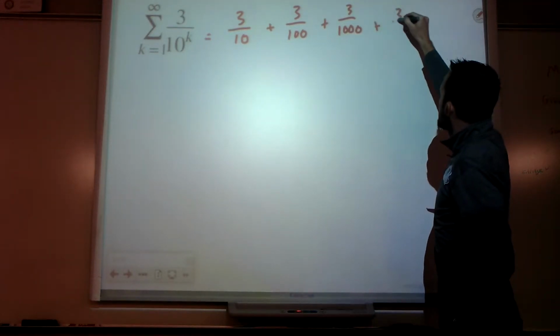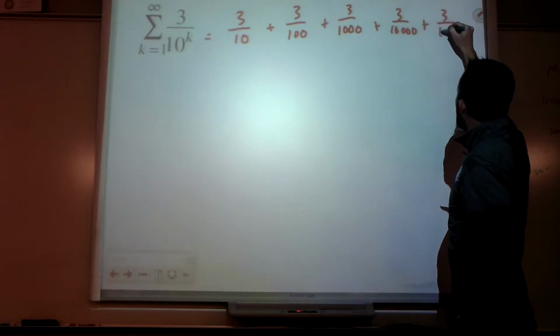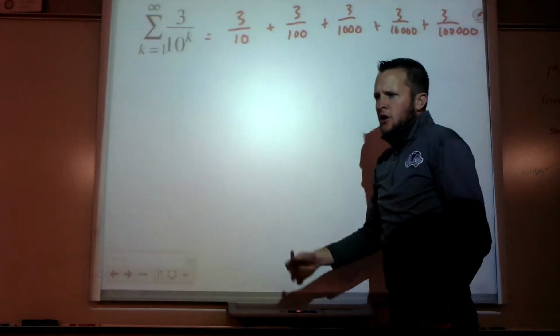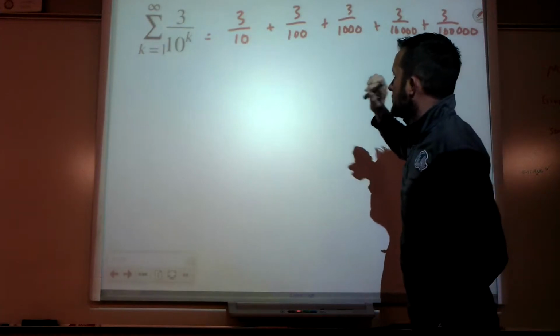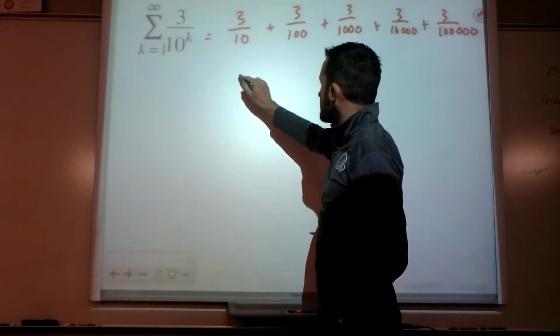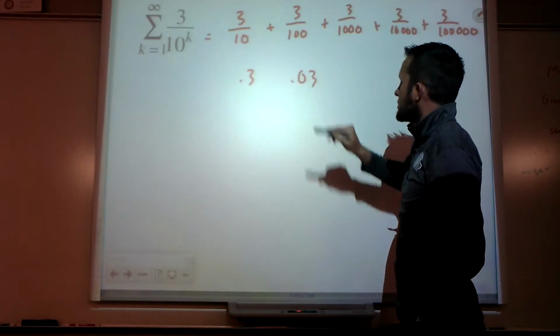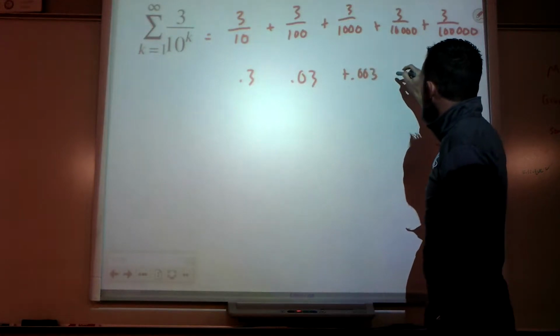So then we get 3 over 10,000. And then we get 3 over 100,000. And it's just going to keep going and going. Well, maybe it's not quite obvious, so let's write this as a decimal. Here, 3 over 10 is just 0.3. 3 over 100 is 0.03. 3 over 1,000 is 0.003.